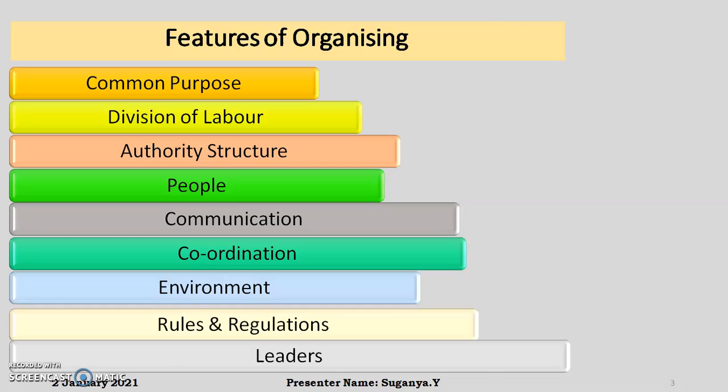And next one, leaders. Leaders here refers to the managers. Managers play the role of a leader. As a leader, I should guide my employees, supervise them, motivate them, and encourage them. The result is I want everyone to give their best performance, which in turn will help my company achieve its objectives.